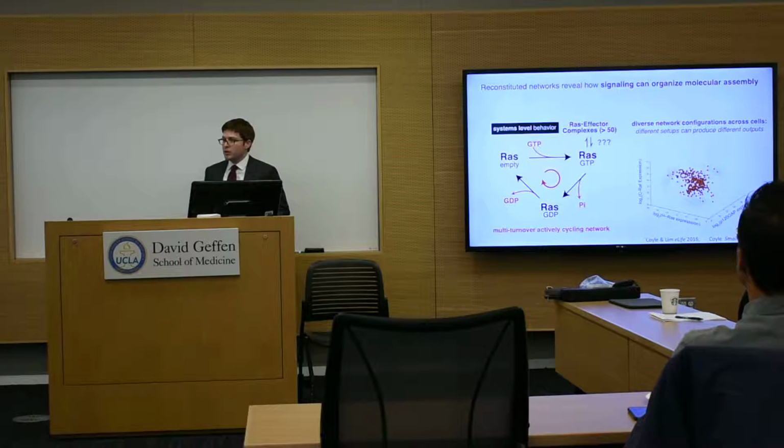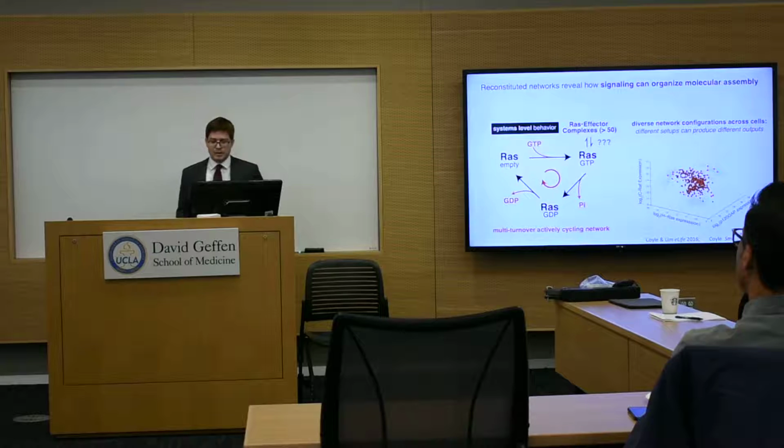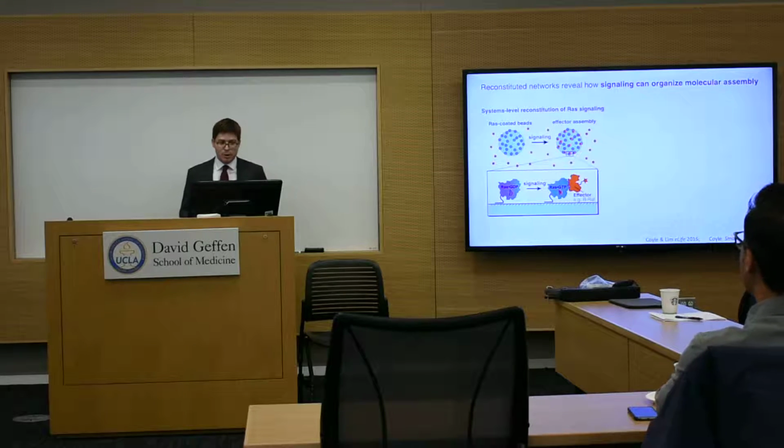And I think it's something really worth considering because the components that move RAS through its cycle exist in a variety of different network configurations across different cells, which may indicate that different setups of these same components can be used to produce a variety of different outputs. And so I wanted to develop a systems-level reconstitution of RAS signaling that could capture some of these processes.